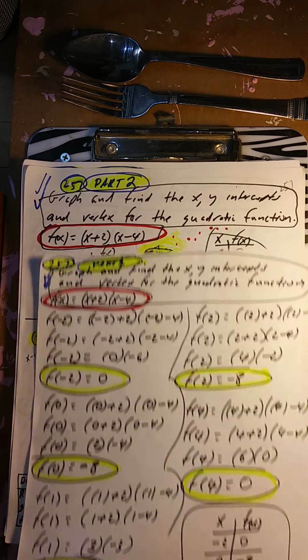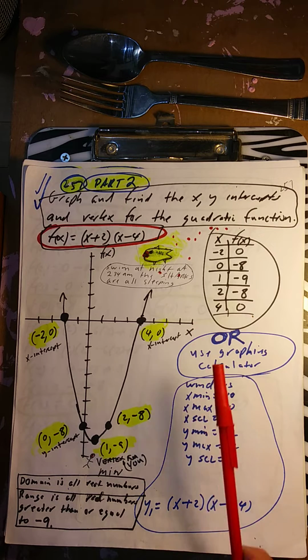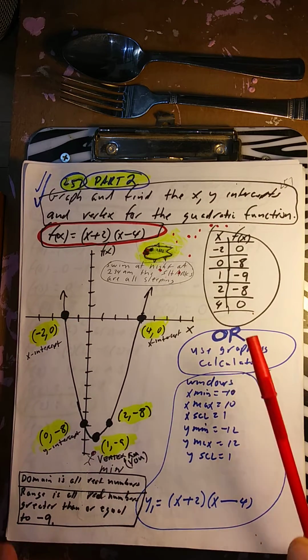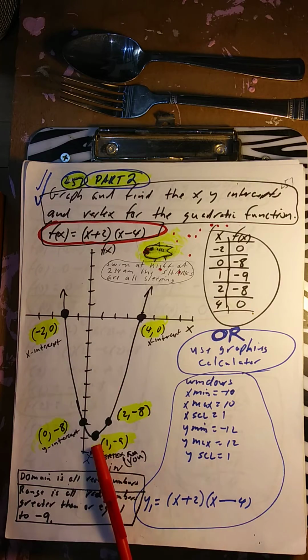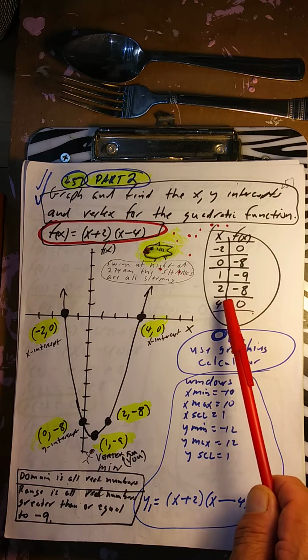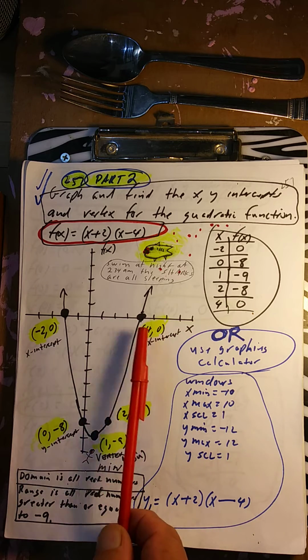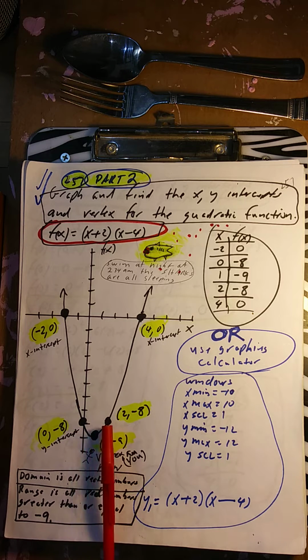So now, can we draw the graph? Yes, of course we can. Now we have a graph. So, put the points in there. Negative 2, 0, right there. We have 0, negative 8, right there. 1, negative 9, right there. 2, negative 8, right there. And we have 4, 0 right there. So now we have the x-intercepts right there. Y-intercept right here. Vertex, the lowest point. There it is.